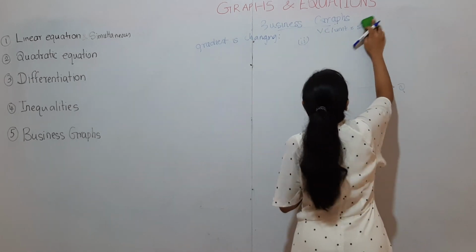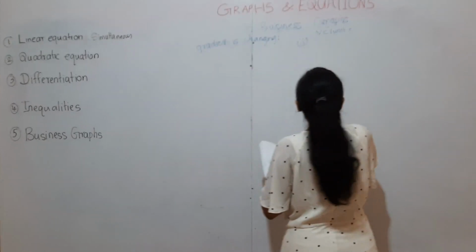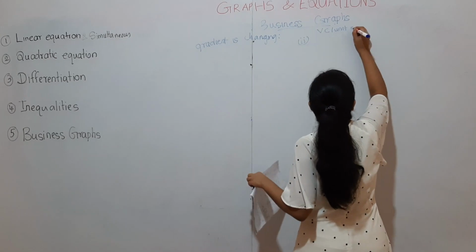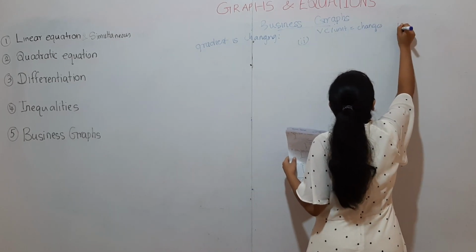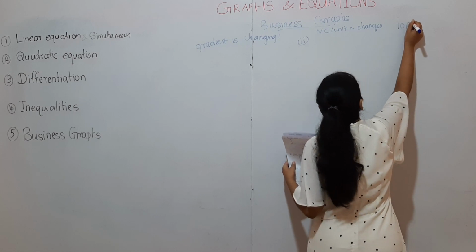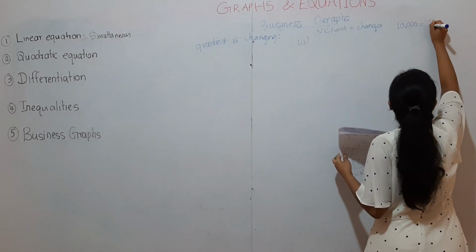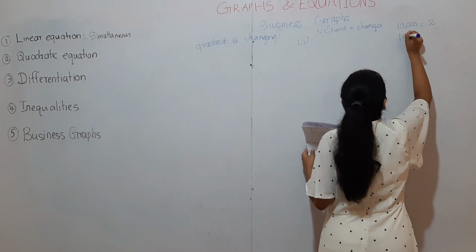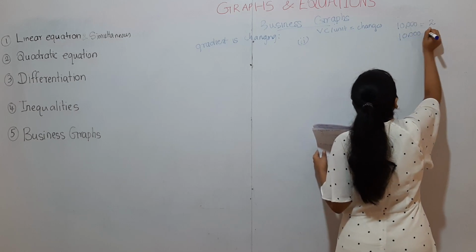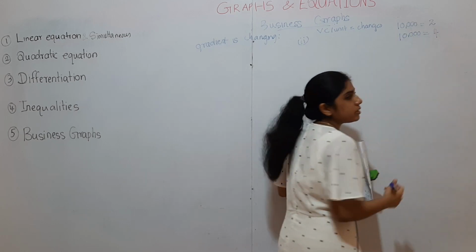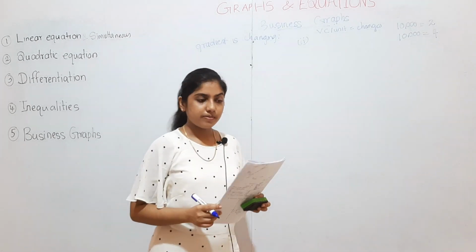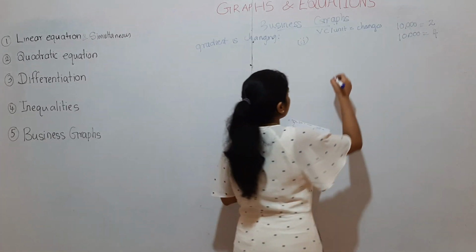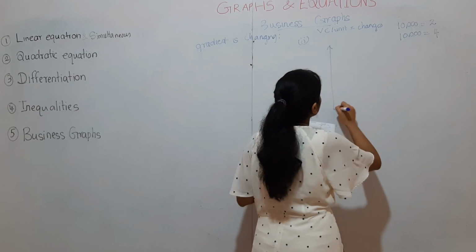Now there, the variable cost per unit changes. Example, first 10,000 units you have a variable cost of 2 rupees, and next 10,000 units you have a variable cost of 4 rupees. Your variable cost changes. In such a scenario, your variable cost curve will look like this.